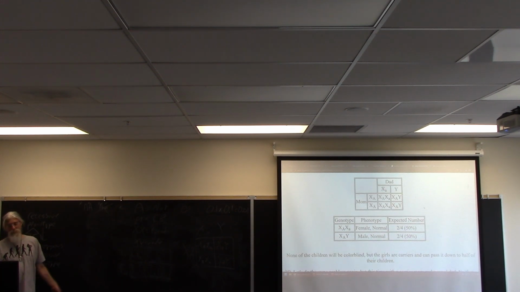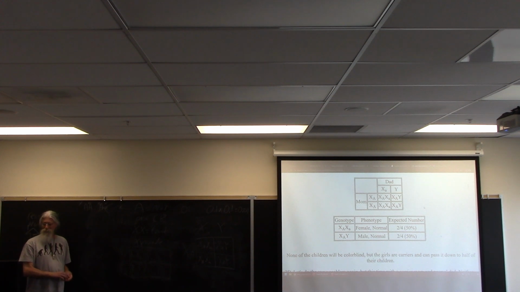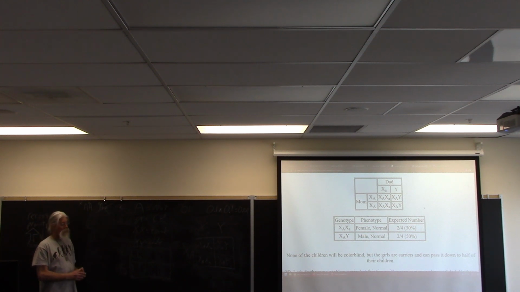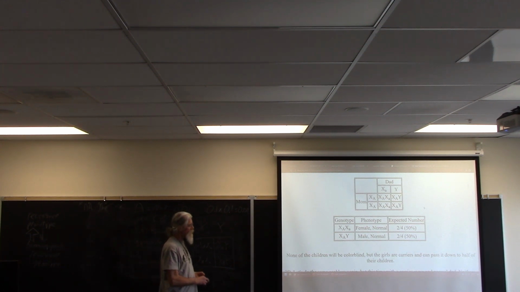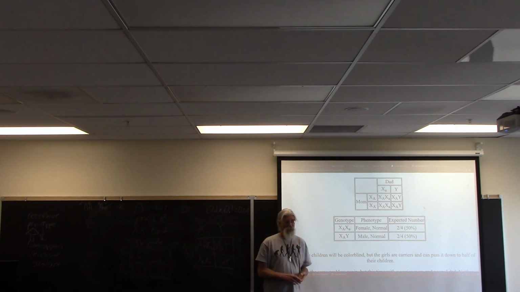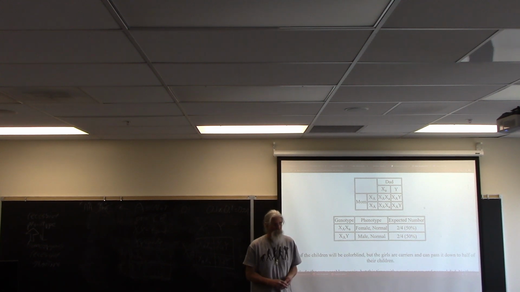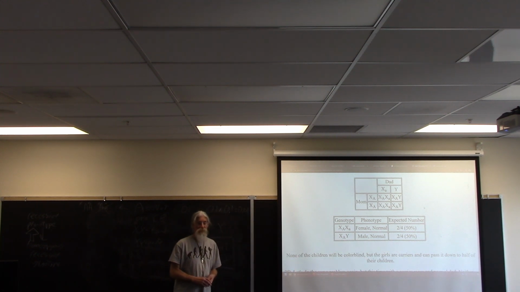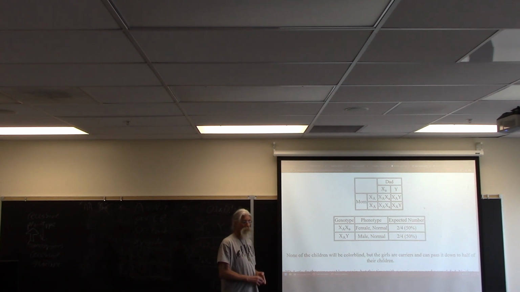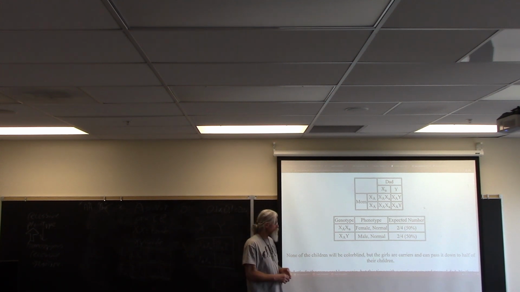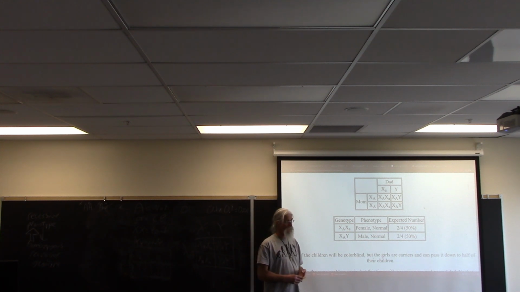So let's see. There it is. None of the children will be colorblind, but the girls are carriers and can pass it down to half of their children. Now, when they say pass it down to half of their children, that does not mean that half of the children will end up being colorblind. It means that she's going to pass down the allele to half the children. So if she marries a normal male, half of her children are going to be carriers.